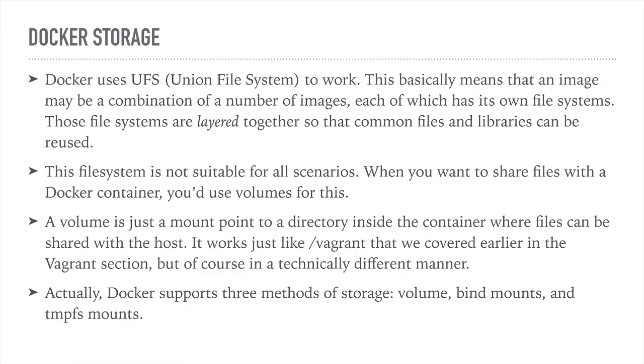In this lecture, we're going to start by discussing Docker storage, or how you can share files between the host and the Docker container. In order to understand Docker storage, you have to understand how Docker saves files, or how Docker uses file systems to work with files. Docker uses a file system that is called UFS, or Union File System. This basically means that an image may be a combination of a number of images, each of which has its own file systems. Those file systems are layered together so that common files and libraries can be reused.